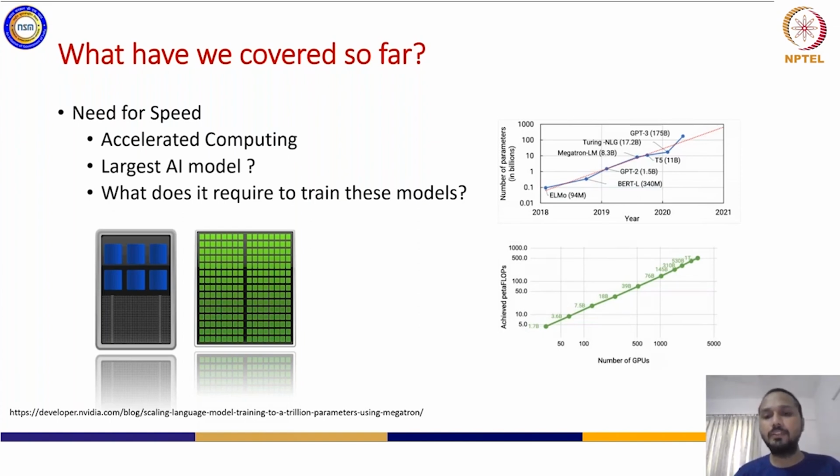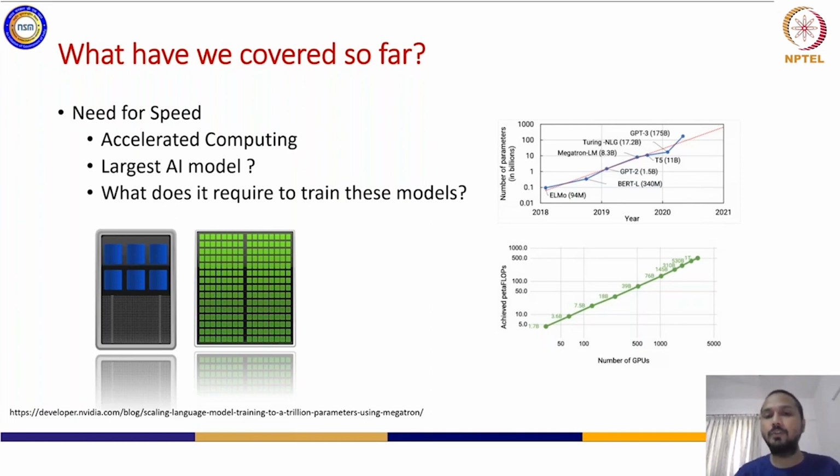What you see again in this particular graph on the x-axis is the number of GPUs, the number of GPUs it was required to train it. And on the y-axis, what you see is the achieved petaflops, which means the amount of flops which were achieved to train that particular network. Flops, floating point operations per second. That's how you measure the efficiency or the compute power of any system.